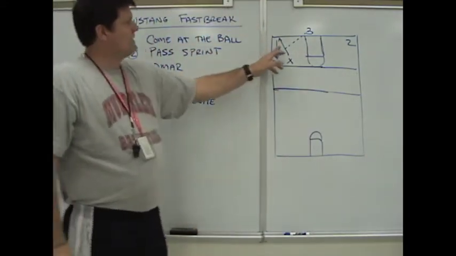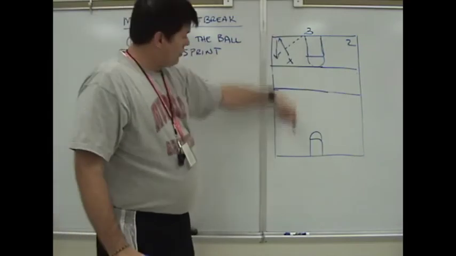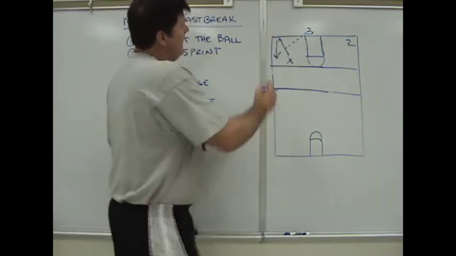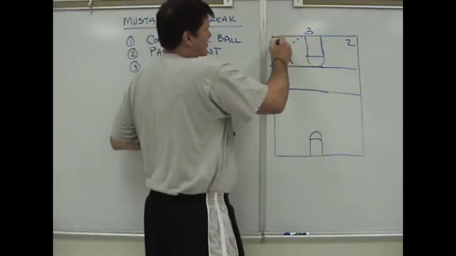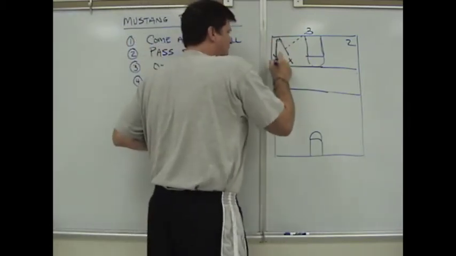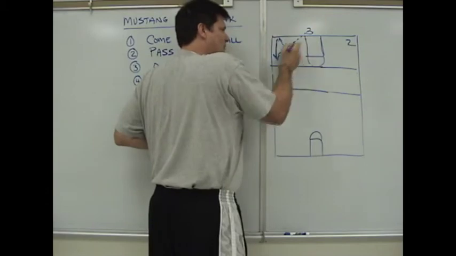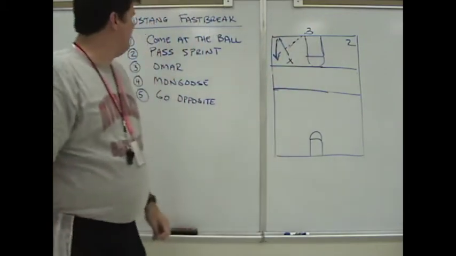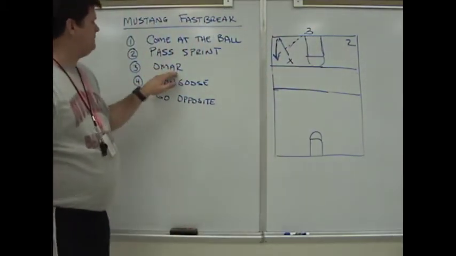But the Mongoose says, we're not going backwards, we're going towards our basket all the time. And so if I see this, 3 yells Mongoose, 1 knows that means that, hey, a defender's coming, and he takes off, and he stays wide, and 3 throws the ball over the defender's head. And that brings us to Omar.